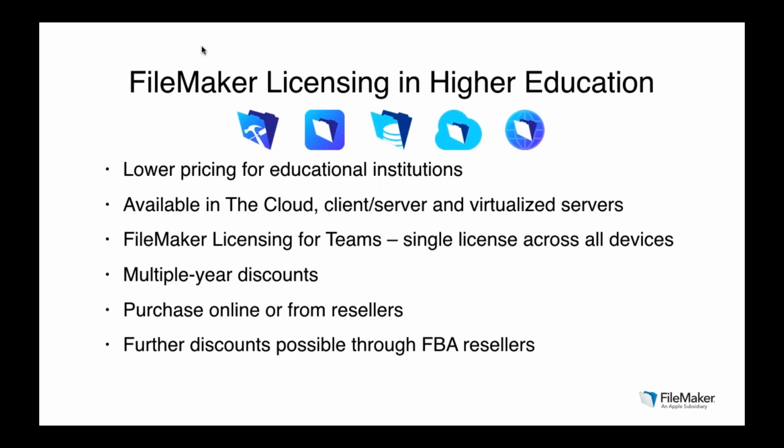FileMaker licensing also provides for multi-year discounts, 10% on a 2-year license, I believe, and 20% on a third-year license. And you can purchase both online or from many different resellers. And these include FileMaker Business Alliance resellers, such as our company, Colibri Solutions. And it's possible that you can get further discounts through those FBA resellers. So it's worth contacting your FBA member that you've worked with before, or an FBA member, and find out how you can work with them to get the licensing that's appropriate for the expansion of your FileMaker license on campus.